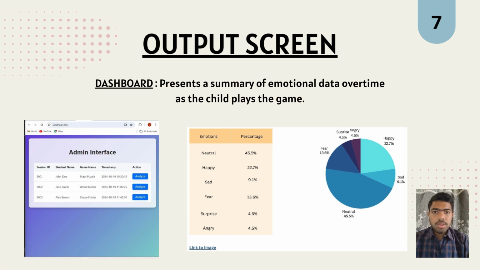Output screens. Here are some images of our output screens. As you can see in the admin interface, we have given session ID, student name, game name, and a timestamp. When an admin or therapist wants to check the emotion of a child, they can click on analyze and they can get the emotion with percentage. This is also shown in the form of a pie chart. By this pie chart, an admin or therapist can easily understand the emotion of a child while they were playing a game.